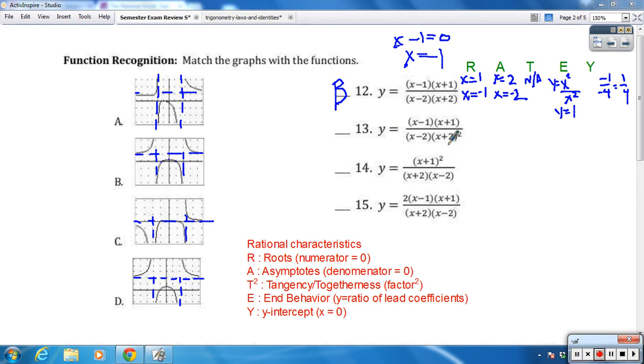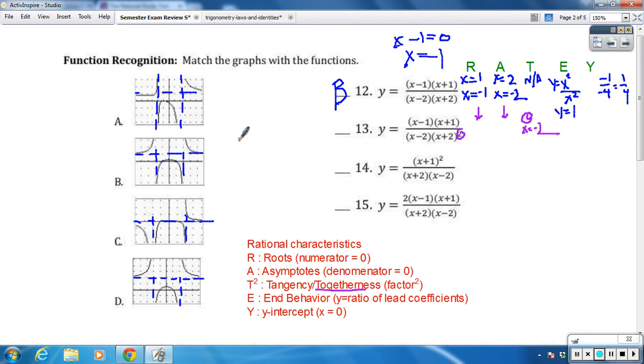Okay, so 13, I have the same x-intercepts, the roots. I have the same asymptotes. But what's different on 13 is I notice that one of my asymptotes is squared. If you have a square in the denominator, that means my asymptotes come together at whatever factor is squared. So I have togetherness at x equals -2.